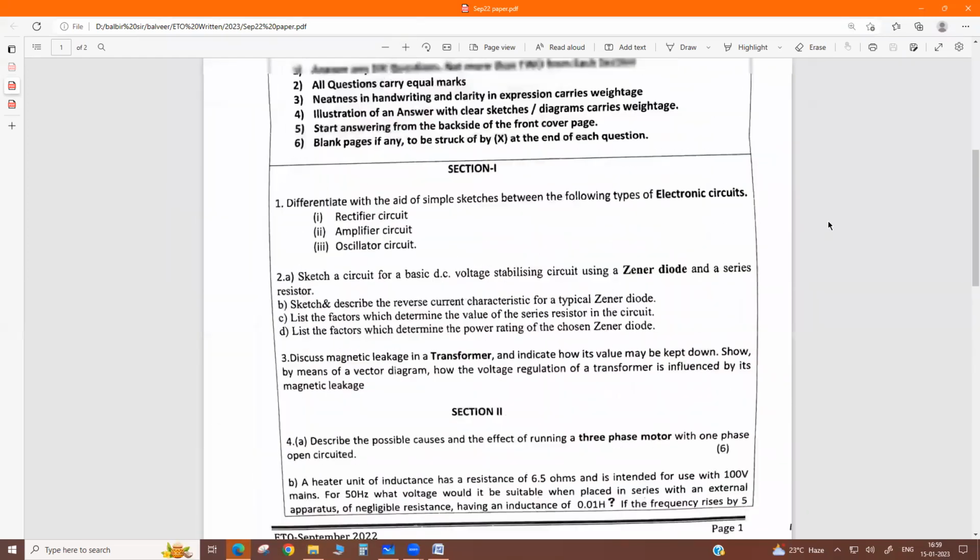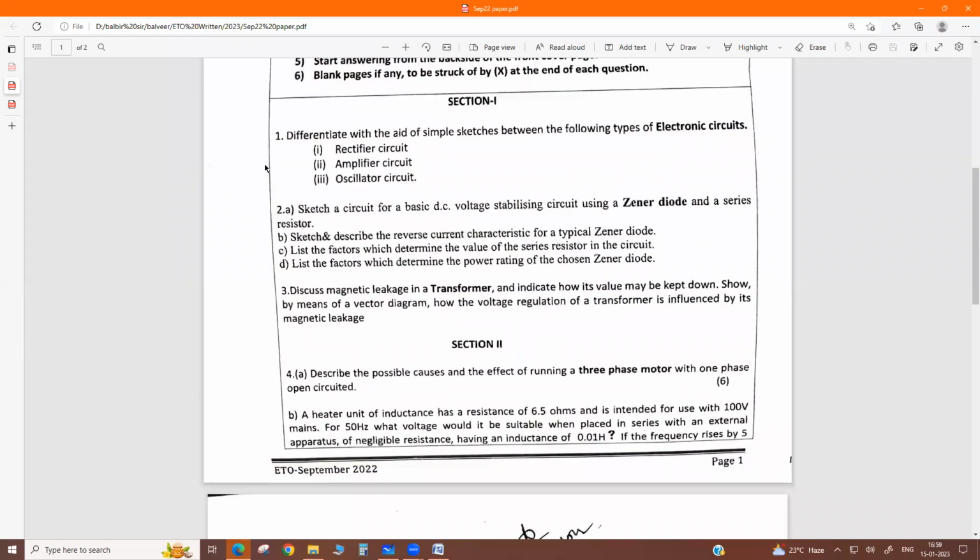Have a look. So here, as I told, all three circuits: sketch a DC voltage stabilizing circuit with Zener diode. In group I put it, please prepare the Zener diode, it is important. Now, magnetic leakage, I explained a number of times. Due to leakage, means leakage reactance, it is required to be low because low impedance gives low voltage drop inside, that is voltage regulation.